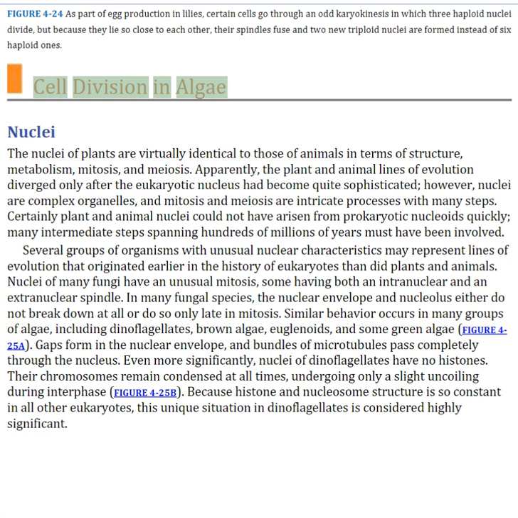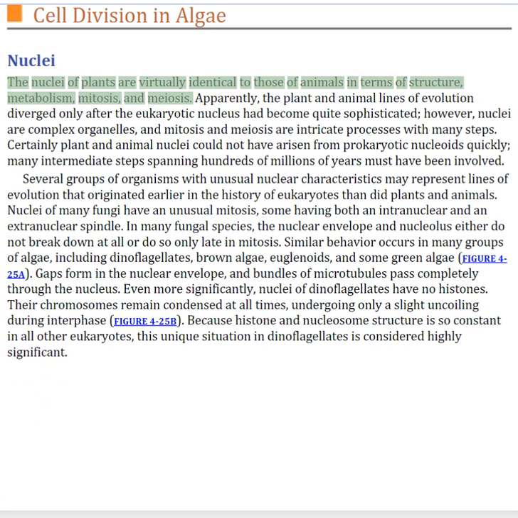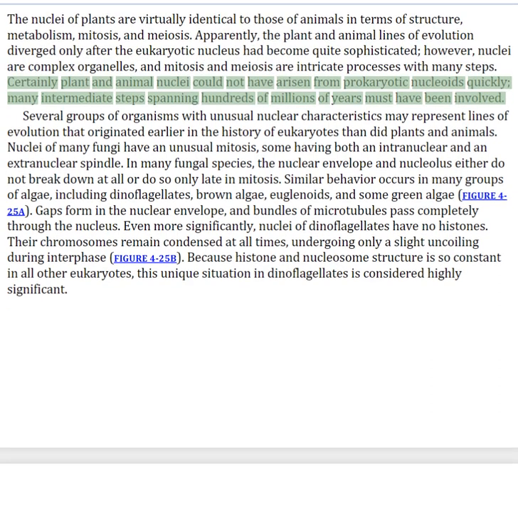Cell division in algae. Nuclei. The nuclei of plants are virtually identical to those of animals in terms of structure, metabolism, mitosis, and meiosis. Apparently, the plant and animal lines of evolution diverged only after the eukaryotic nucleus had become quite sophisticated. However, nuclei are complex organelles, and mitosis and meiosis are intricate processes with many steps. Certainly plant and animal nuclei could not have arisen from prokaryotic nucleoids quickly. Many intermediate steps spanning hundreds of millions of years must have been involved.